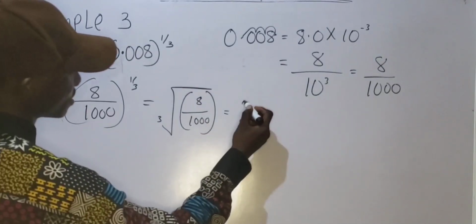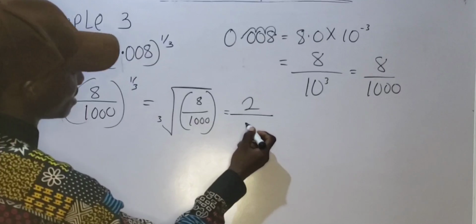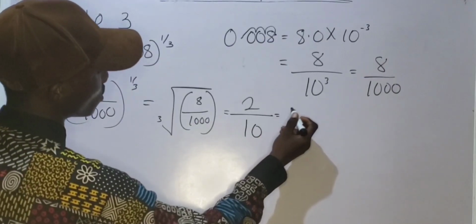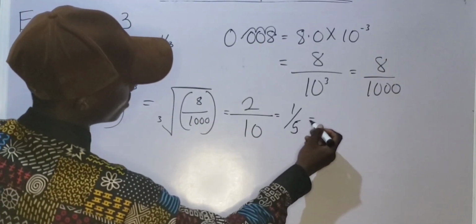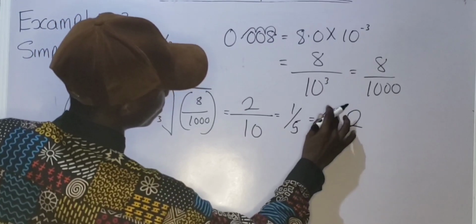Let's start with 8. The third root of 8 is what? 2. That is 2 all over the third root of 1000, which is 10. So 2 over 10. This is what? 1 over 5. So if you proceed, that will give us 0.2.